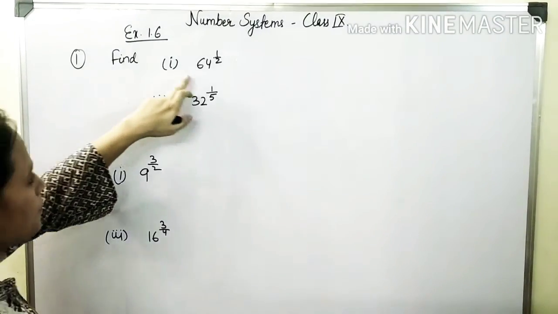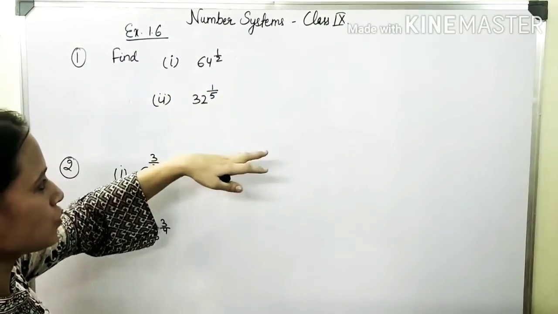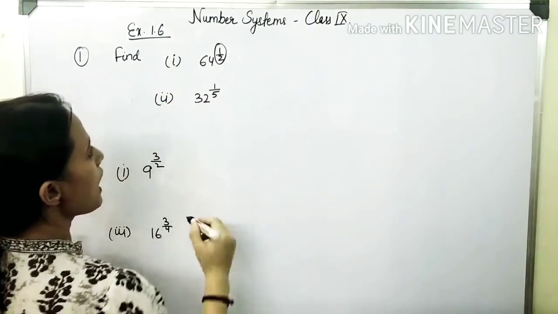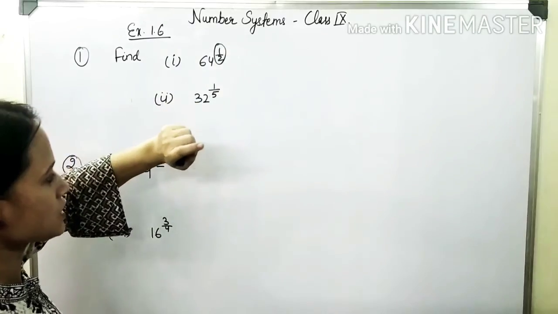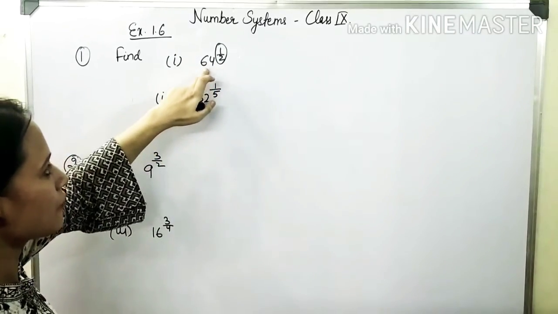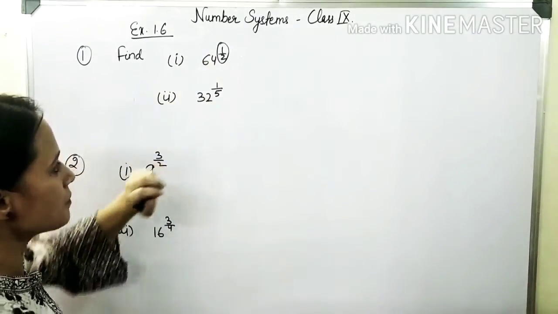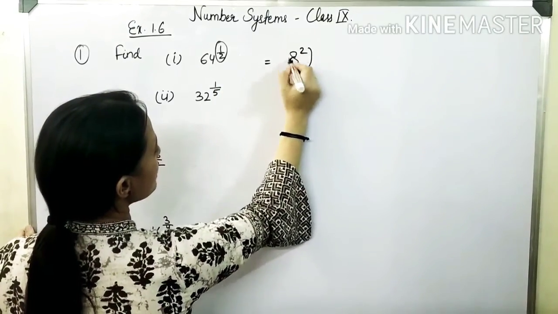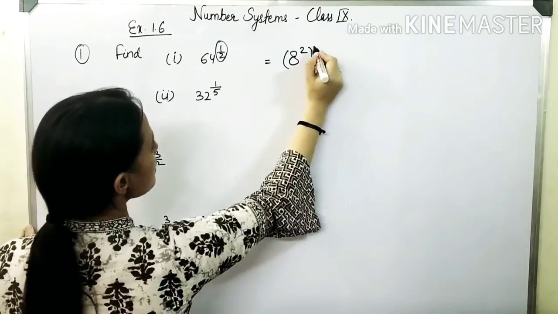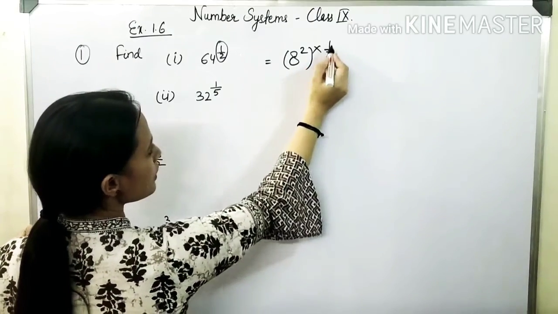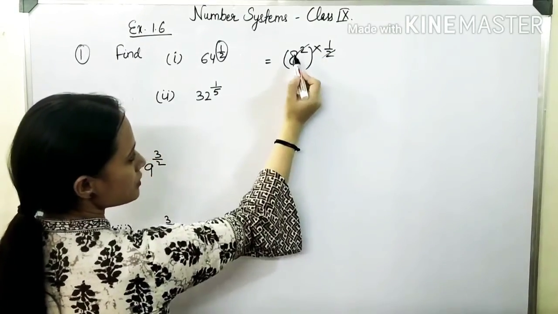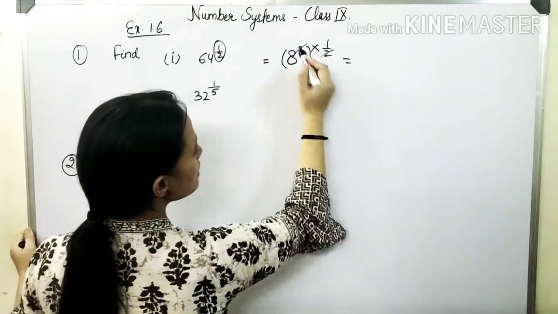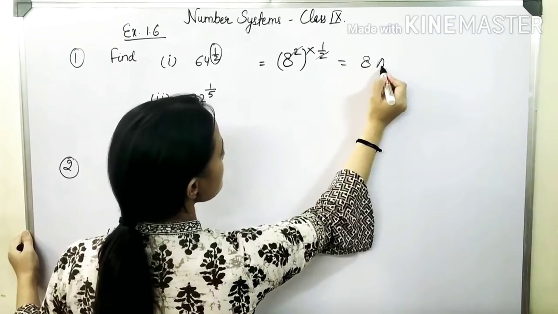First part, 64 raised to the power 1 by 2. Now in these questions, first you should check the exponent and what is the denominator of the exponent. In that manner only you have to express the base of the number. That is, I can write this as 8 square. I have taken 8 purposely because here the denominator of the exponent is 2. So I have taken 8 raised to the power 2, so that I can cancel the exponents of both the numbers, and the answer is 8.